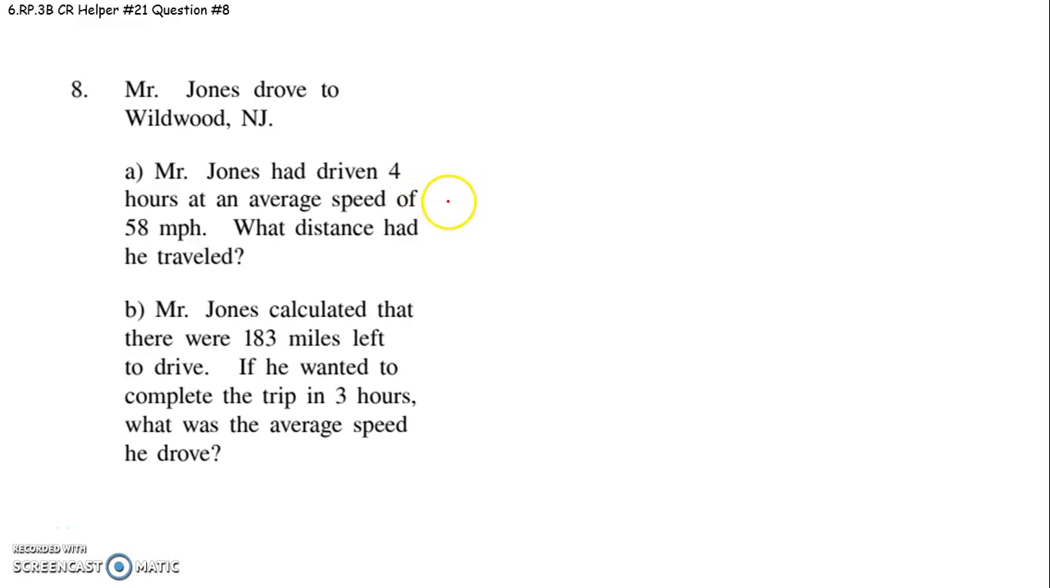Sixth graders, this is to help you with question 8 on CR 21. It says, Mr. Jones drove to Wildwood, New Jersey. Mr. Jones had driven 4 hours at an average speed of 58 miles per hour. What distance has he traveled?